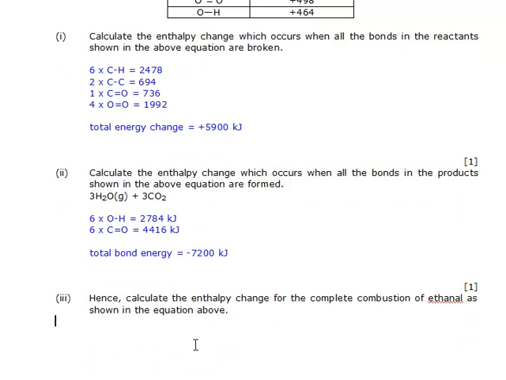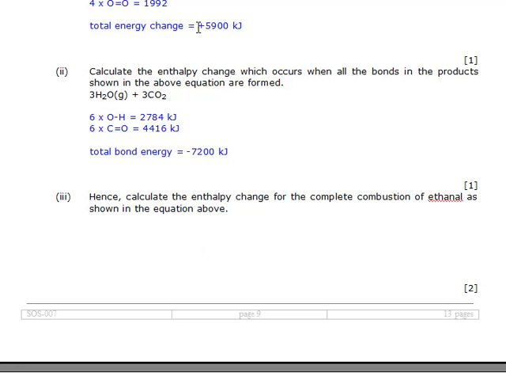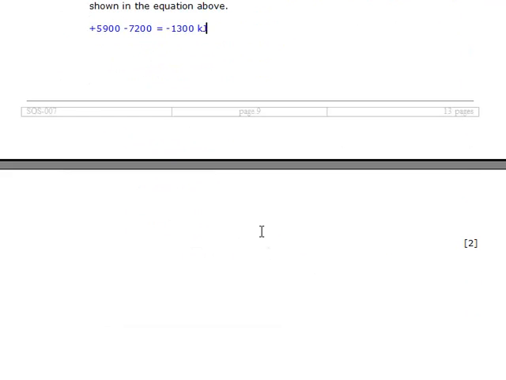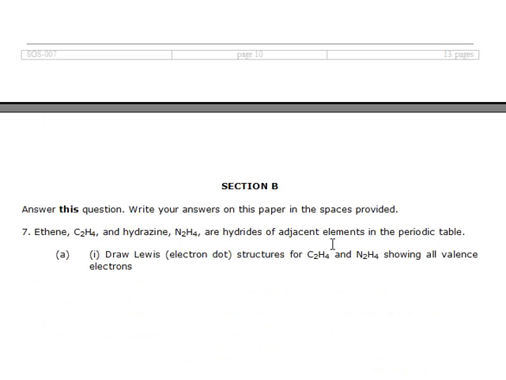And the enthalpy change for the complete combustion will be the difference between those two. So it's plus 5900 minus 7200. What do we get for that? With a calculator, that comes to minus 1300 kilojoules. That's the end of section A. I'll go to section B in a moment.